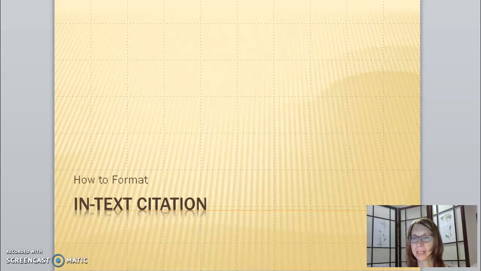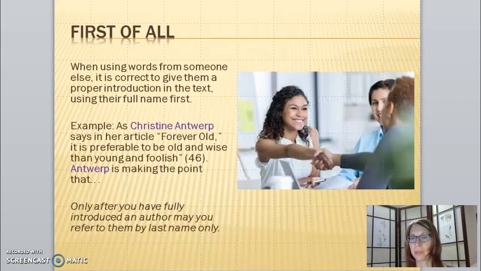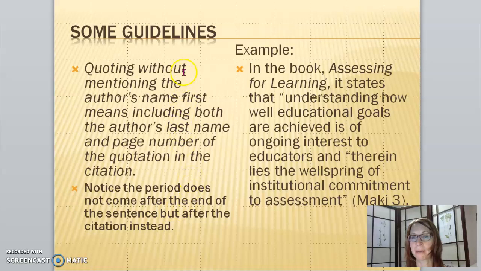Hi everyone. I wanted to talk to you about how to format in-text citation. First of all though, I wanted to remind you that when you introduce an author in your essay, you always ought to introduce him or her by full name first, before you refer to him or her by last name only. So in this example, we're imagining that the author has not been introduced beforehand, and the in-text citation would then include the author's name and page number.